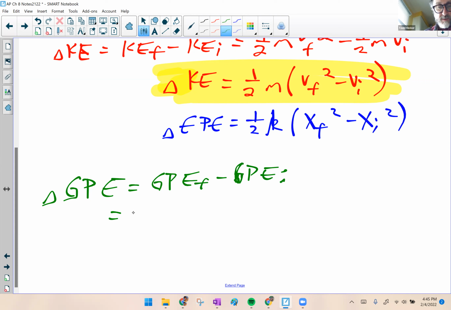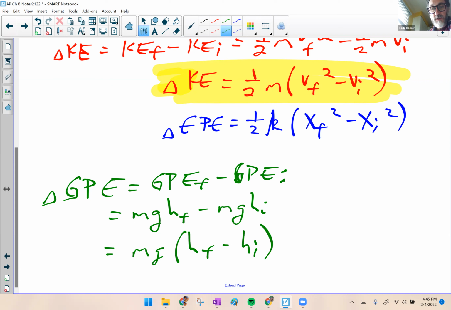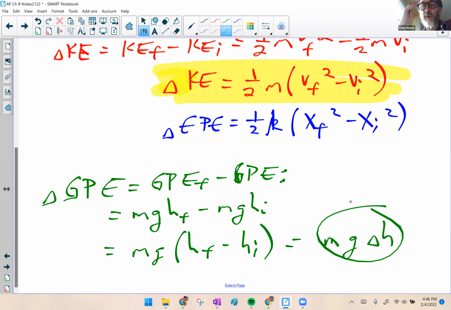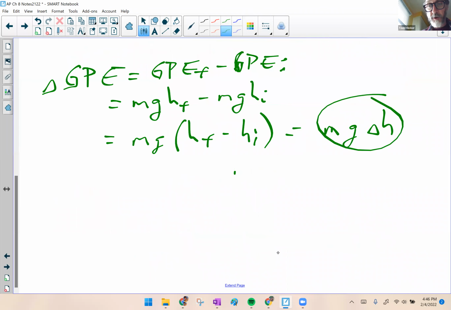All right, which is mg height final minus mg height initial, which is mg times height final minus height initial, which is mg delta h. A lot of times we run into problems where we don't know what point to call height 0. It doesn't matter. All we care about is how much the height changes. I cannot understate how important this is.